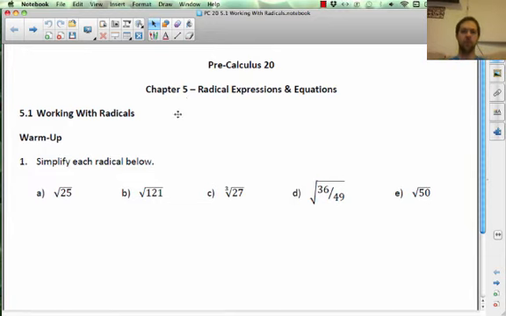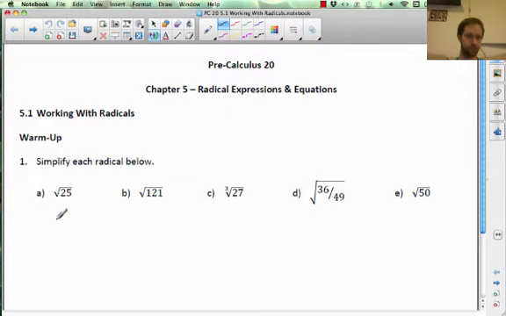Okay, welcome to Chapter 5. We're going to be exploring radical expressions and equations. So the first thing, we've got to get some practice working with radicals. So here's your warm-up. Simplify each of these below.